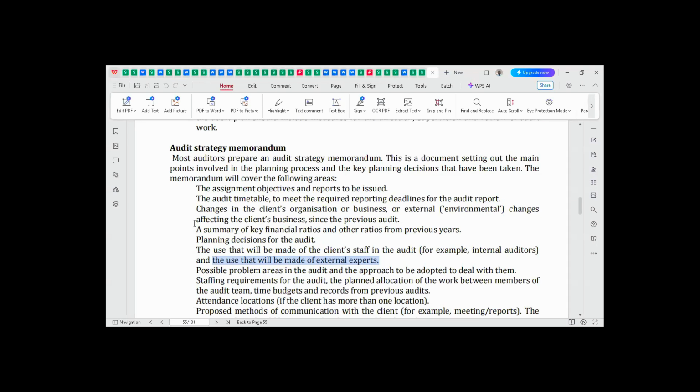Then also in your audit strategy memorandum, you need to state how many staff you are going to require for the audit and the planned location of the work between members of the audit team, time management, and record of previous audit engagements. What do we mean? It will be absurd to start an audit and say that, I think we need one more person. It's going to be very, very absurd. Why? Because as an audit firm, you ought to have planned adequately for every engagement. So the number of audit staff you are going to require, you need to have decided that even before you set out on the engagement.